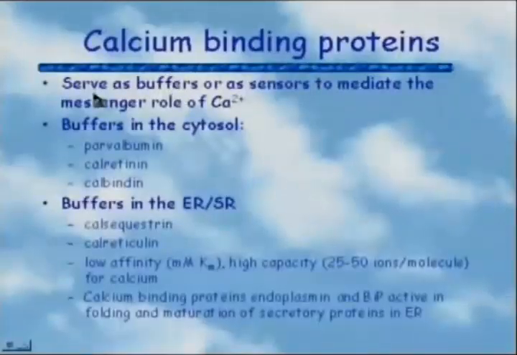So these calcium binding proteins first serve as a buffer or as a sensor to mediate the messenger role of the calcium. So some of the buffers in the cytosol are, for example, parvalbumin, calretinin, calbindin. We find these in many different neuronal populations. Buffers in the endoplasmic reticulum or sarcoplasmic reticulum: the calsequestrin, as we mentioned, calreticulin, a low affinity, millimolar Km, the molarity at which you get 1/2 binding, high capacity, 25 to 50 ions per molecule for calcium, and so a lot of calcium ions can be bound to a small number of proteins to sequester that calcium in the endoplasmic reticulum.